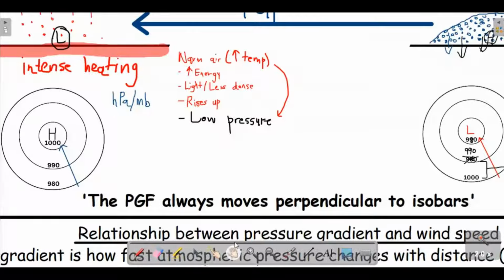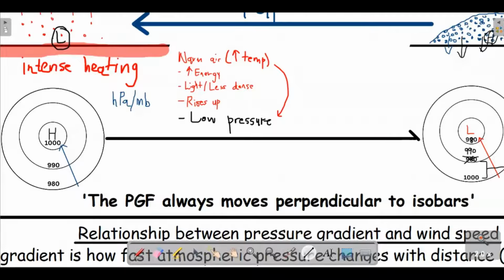And so now you have an area of high pressure on the left hand side, and an area of low pressure on the right hand side. And so what happens? There's a pressure difference, right? And now the pressure gradient force will act upon air. It will now cause the air on the left hand side to move towards the air on the right hand side, from an area of high pressure to an area of low pressure. Okay, so that's exactly what happens there.